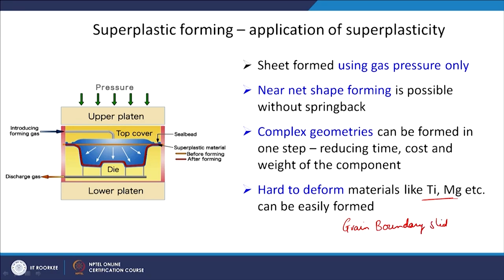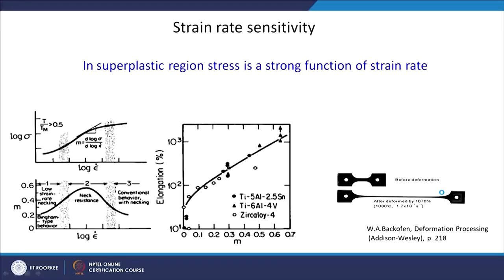So the crystal structure is not a factor here. Because deformation will be on the grain boundary, you can easily form titanium and magnesium alloys also through this process. And the advantage of doing that with titanium and magnesium is that they have low density. So these are lightweight, very important for aerospace applications. This is what we have already discussed about the strain rate sensitivity.